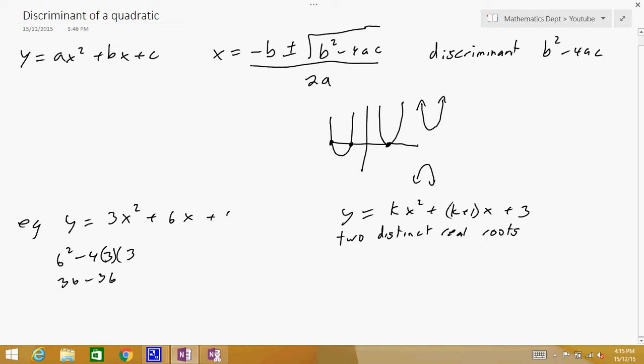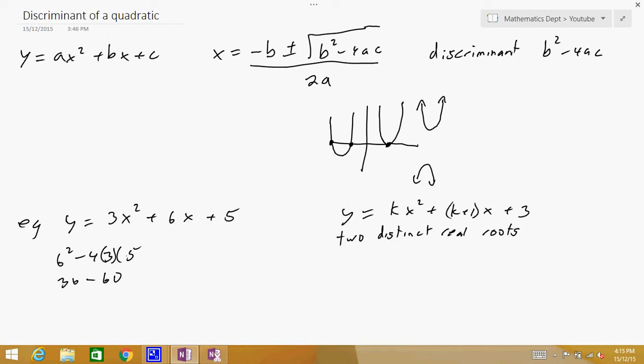Once again, suppose we had the number 5. We've got this. And instead of 36, we have 36 minus 12 times 5, so minus 60. This number will come to a negative answer. Because it's a negative answer, it means we have no x-intercept for this equation of y equals 3x squared plus 6x plus 5.